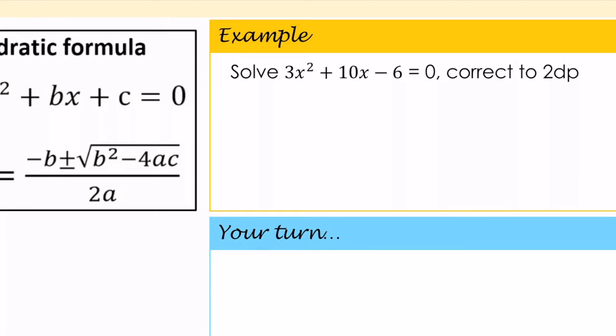Now the best thing to do is separate out your a, b, and c values. So here a equals 3, because that's the number in front of my x squared. b equals 10, because that's the number in front of my x's. And c equals minus 6. So be careful there, we've got to get the sign in as well. So if it's a negative, it's got to go there.